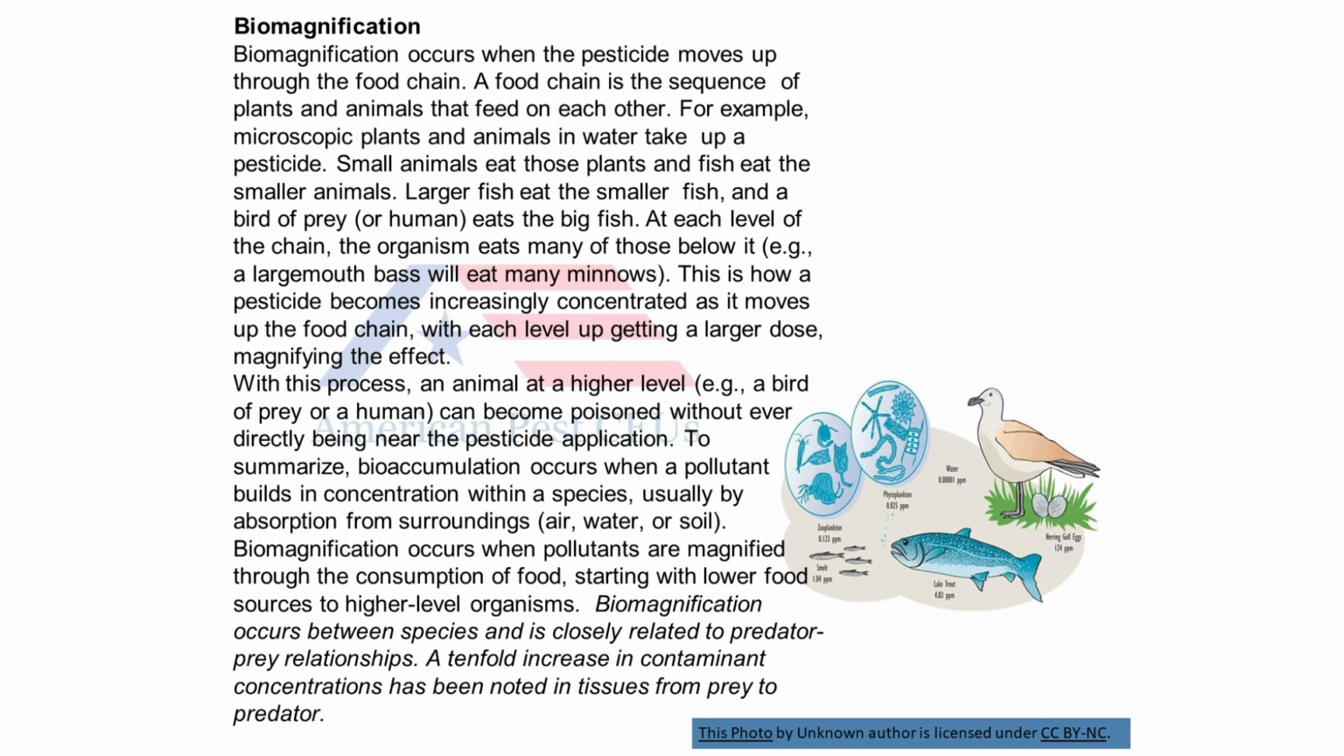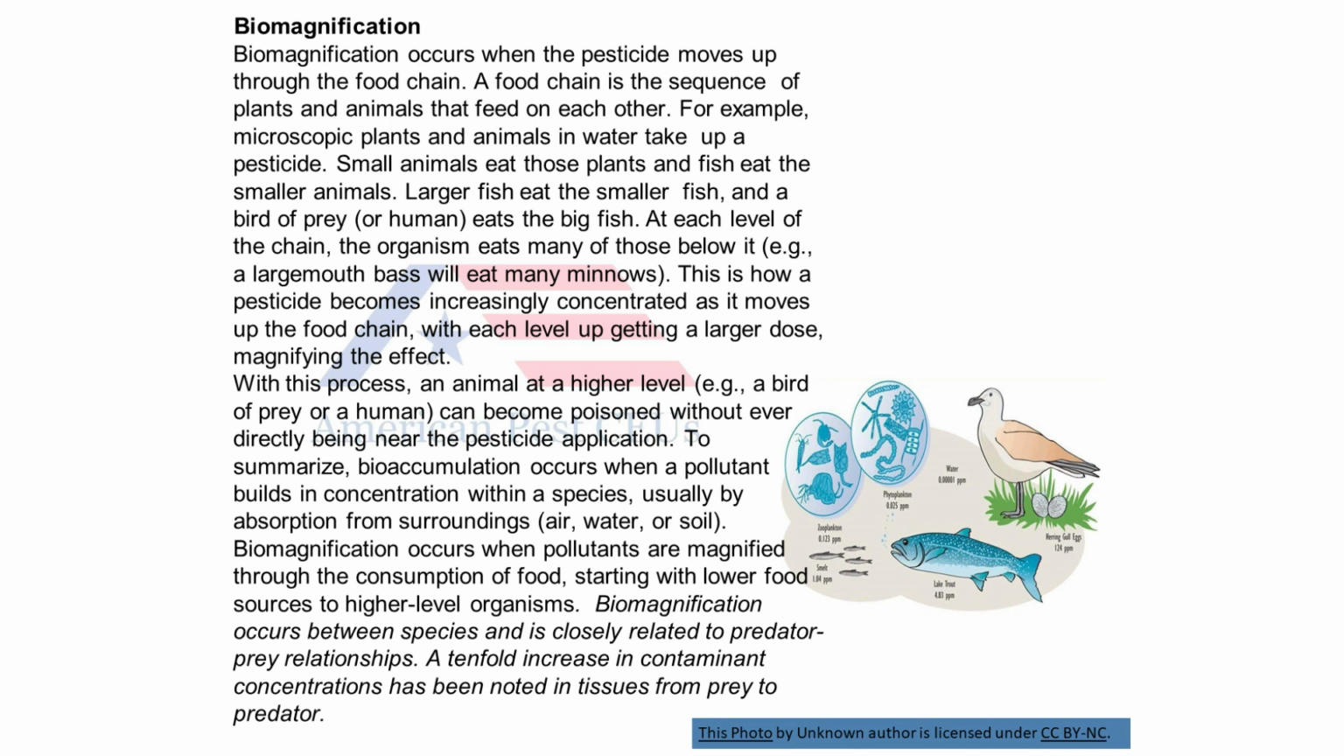At each level of the chain, the organism eats many of those below it, e.g. a largemouth bass will eat many minnows. This is how a pesticide becomes increasingly concentrated as it moves up the food chain, with each level getting a larger dose, magnifying the effect. With this process, an animal at a higher level, e.g. a bird of prey or a human, can become poisoned without ever directly being near the pesticide application.